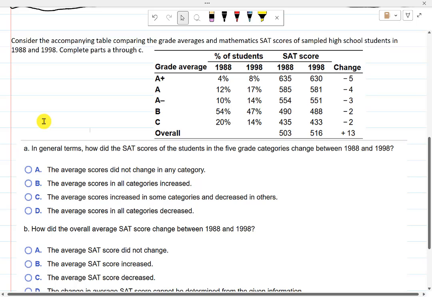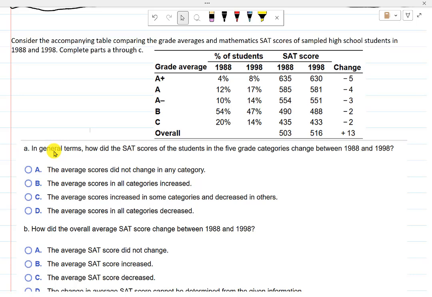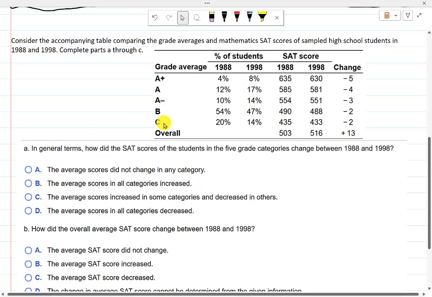Here's our next example. Consider the table comparing the grade averages and mathematics SAT scores of sampled high school students in 1988 and in 1998. This tells the grades and the corresponding scores, but it shows the percentage of students who got these scores. So let's see what we can gain from this table. Part A, in general terms, how did the SAT scores of the students in the 5 grade categories change between 1988 and 1998? It's asking for the scores, so I'm looking at this side of the table over here.